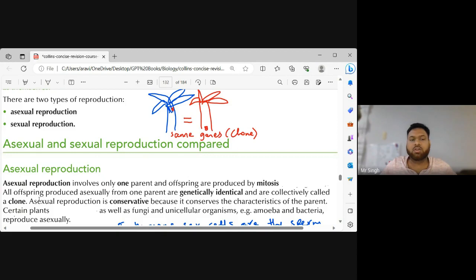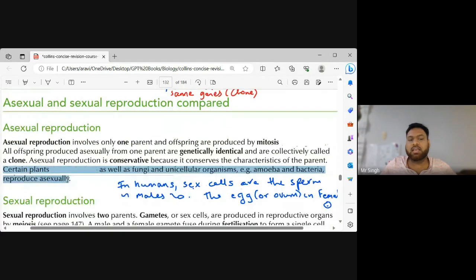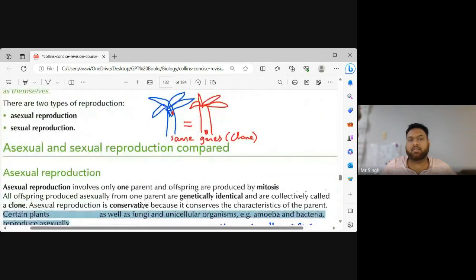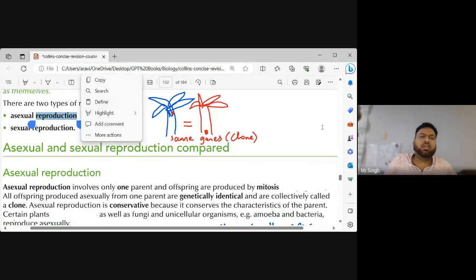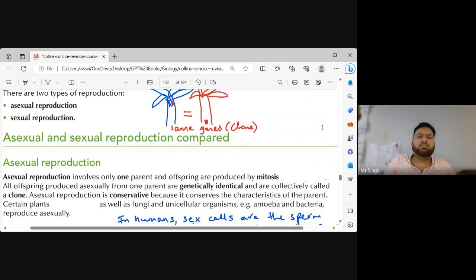All right, good. So asexual reproduction is conservative because it conserves the characteristics of the parent. Certain plants, as well as fungi and unicellular organisms such as amoeba and bacteria, reproduce asexually. All right, so I want you all to quickly take this note down. Anybody have any questions? Anybody know other organisms apart from the ones that we listed here that reproduce asexually? Anybody know?